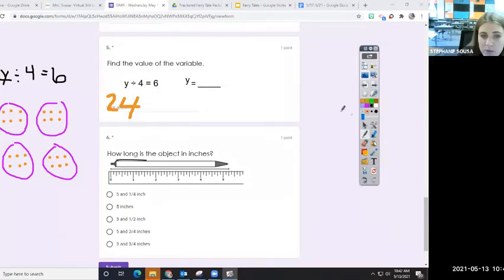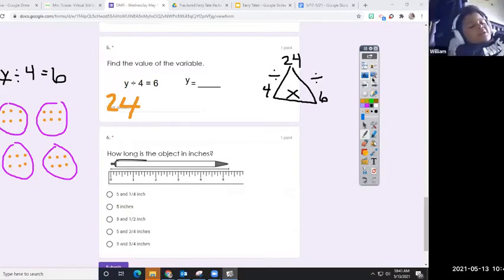You might also remember this because of your fact families, okay? We have 4 and 6. When those are multiplied together, they equal 24. When they are divided, they equal 4 and 6. Those numbers work together. Questions on that one? Yes, William. Oh, never mind. I thought it was just plus. Gotcha.